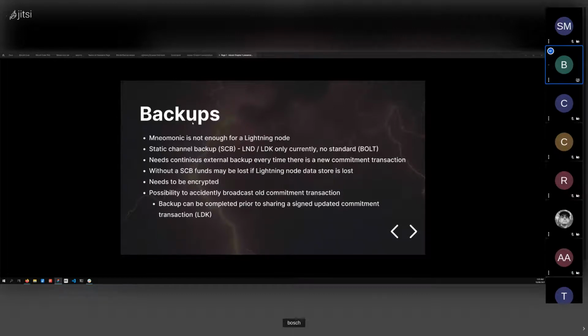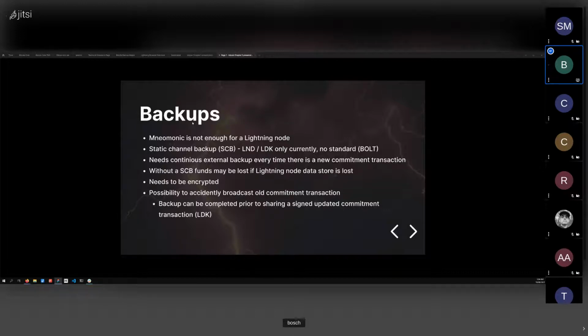That might be enough to recover maybe some funds if you have them on the on-chain wallet in your Lightning Network node. But when it comes to backing up the other aspects of your Lightning Network node, like your channel states and your commitment transactions and other things that we've covered in previous chapters, you generally need something like a static channel backup, which is used in LND and LDK only currently, and it's not a standard amongst Lightning Network implementations, but it's kind of the best thing we've got at the moment. It has quite a few flaws, but it's pretty good.